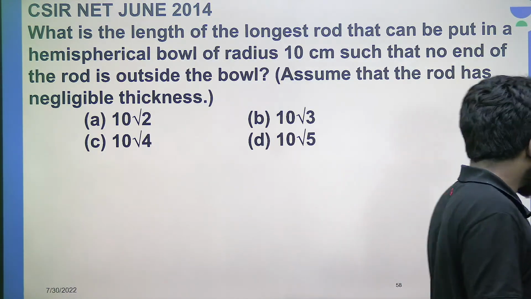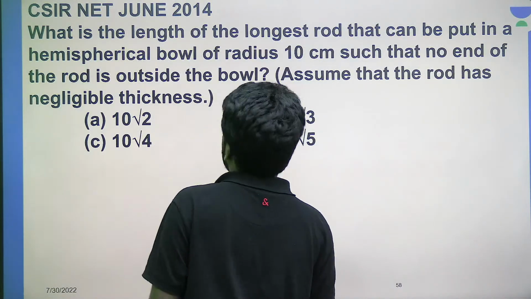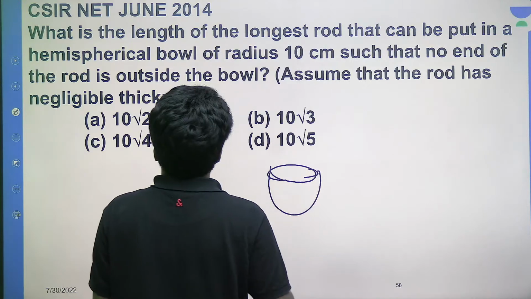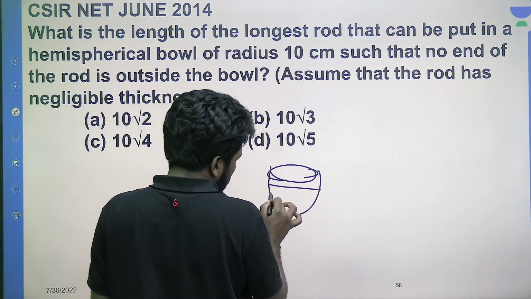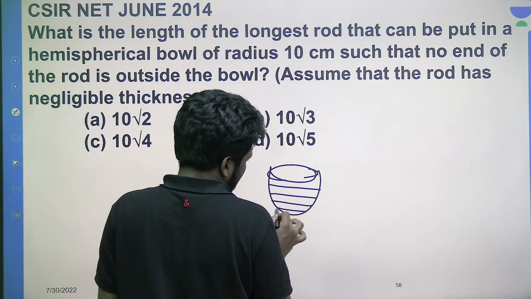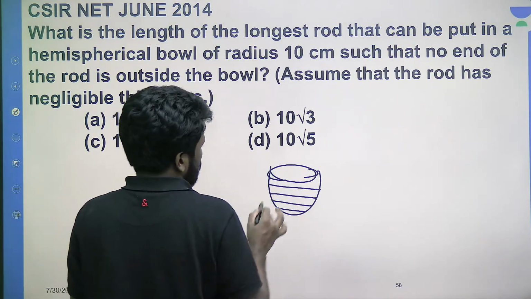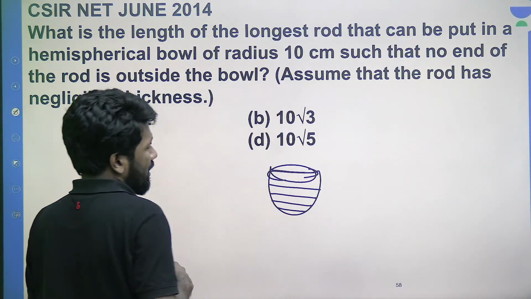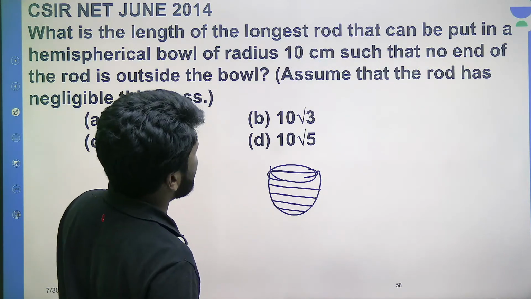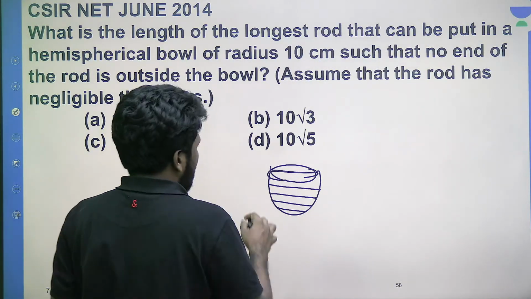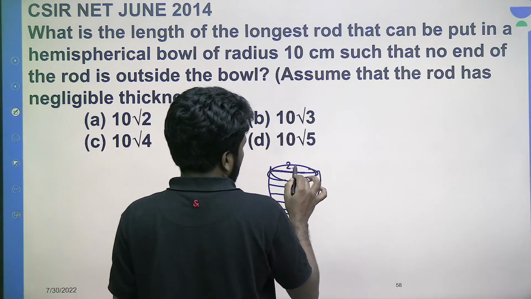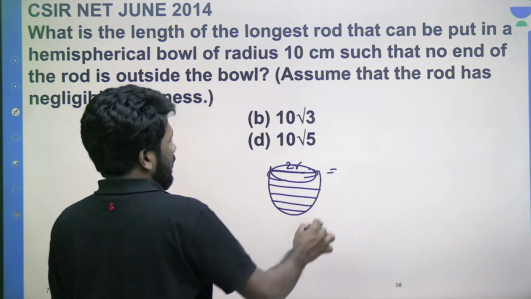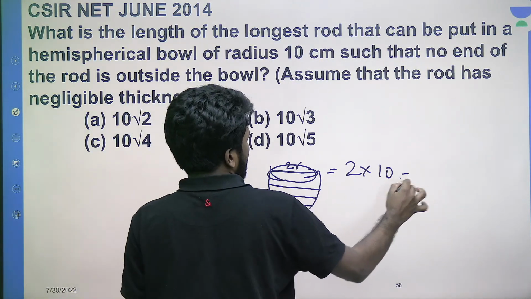So, the question is asking, what is the length of the longest rod that can be put in a hemispherical bowl? There is a hemispherical bowl like this. When you go to the bottom, this length is decreasing. So the topmost length is actually the maximum length, and that is the length of the longest rod. That is the diameter of this hemisphere, 2 times the radius. The radius of the hemisphere is already given, so 2 times 10, 20 will be the answer.